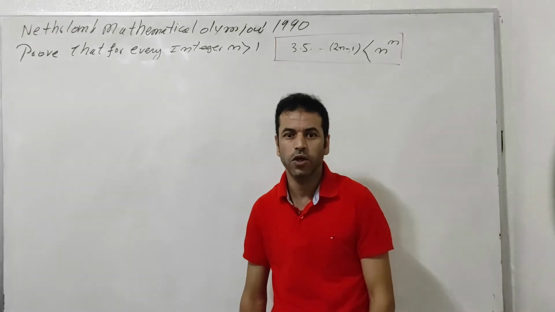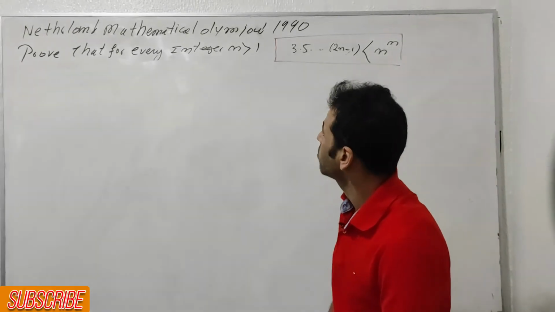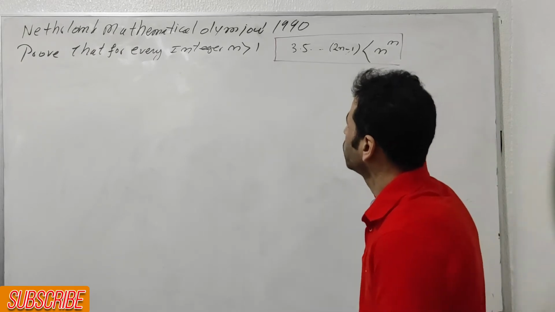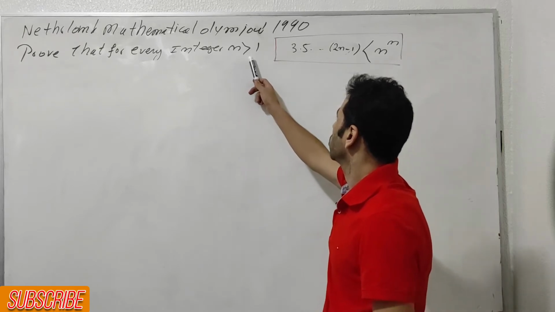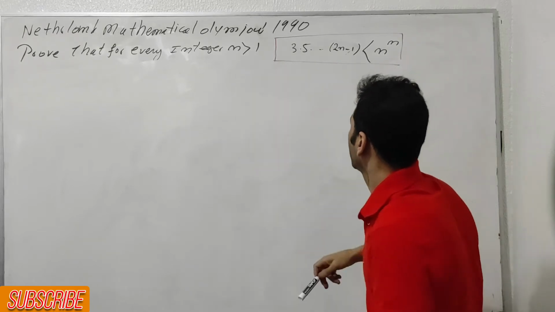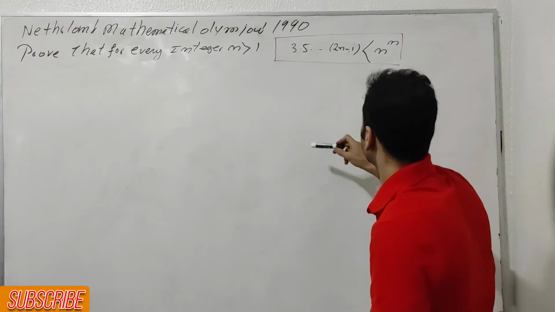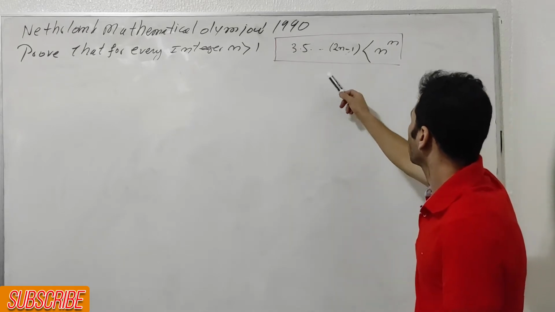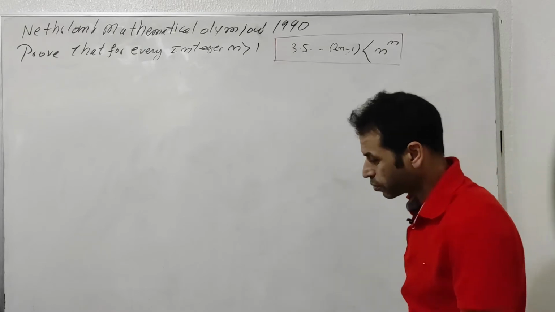Hi, in today's video we are going to look at a very interesting problem from the Netherlands Mathematical Olympiad of 1990. The question: prove that for every integer n, where n is strictly greater than 1, we have this inequality: 3 multiplied by 5 multiplied by 7, and so on and so forth, until we get the last term, which is 2n minus 1, the whole thing is strictly less than n to the n.